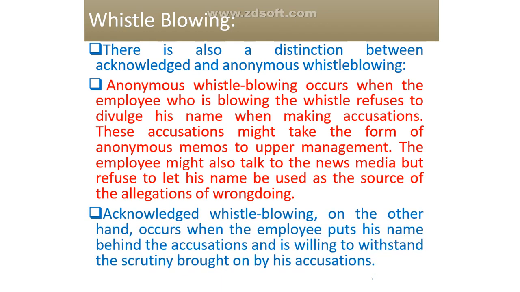والثانية اللي acknowledge whistleblowing is the other hand occur when the employee puts his name behind the accusation and is willing to withstand the secret support brought on by his accusation. The acknowledged يعني لما يمشي يقول والله الناس ده الخطأ بتاعهم والبروندينج بتاعهم so and I stand for that واتحمل مسؤوليته.